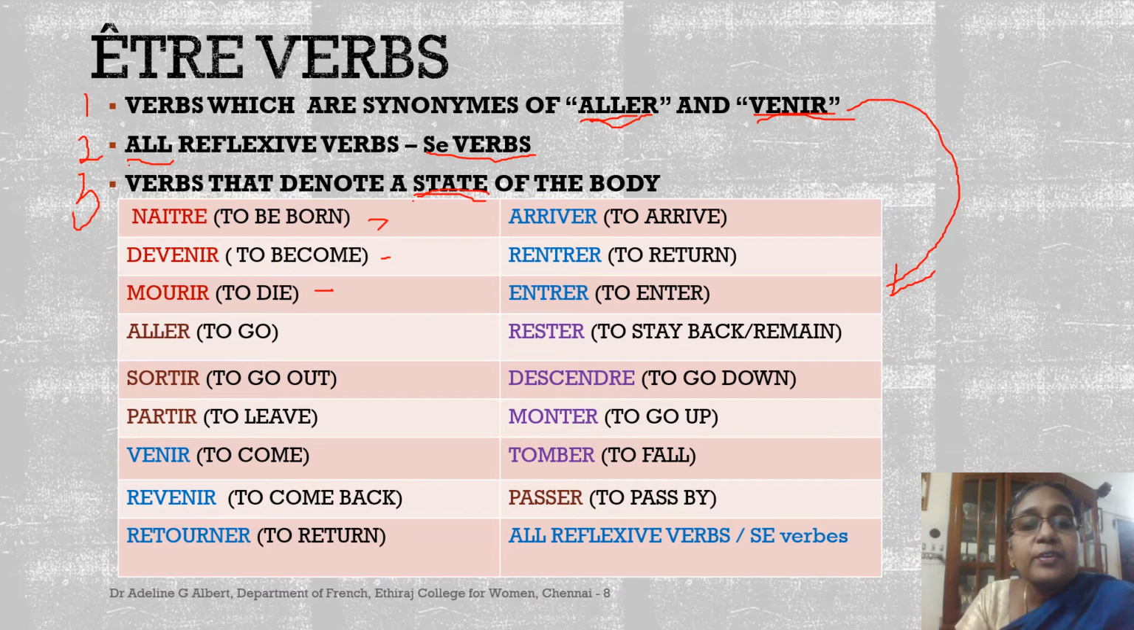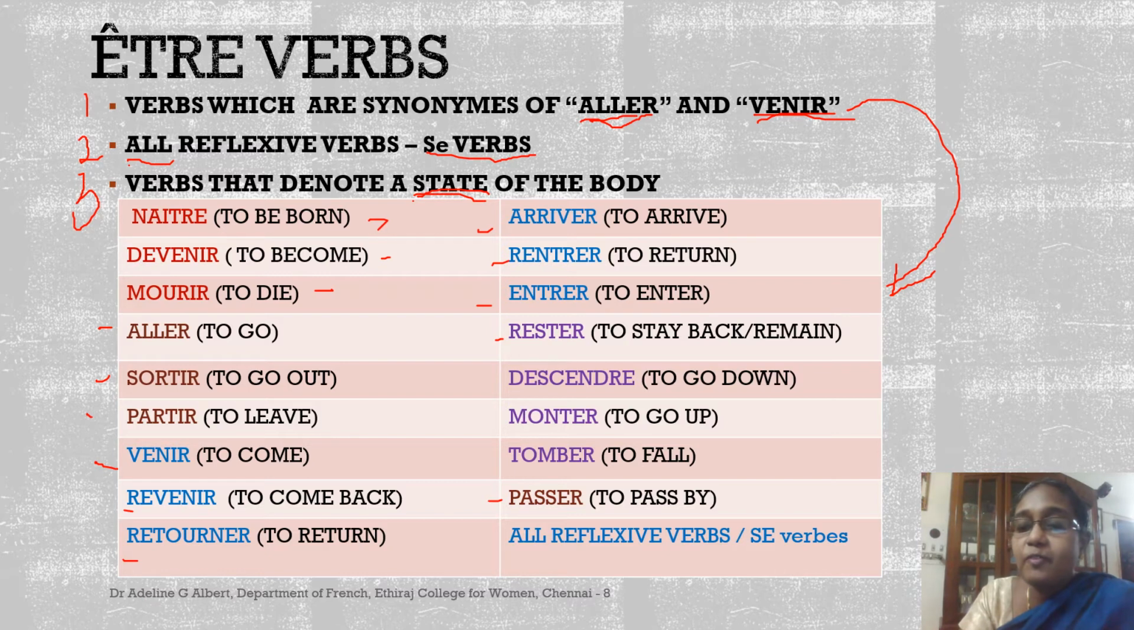And then you have the verb aller, sortir, and partir, along with the verb over here, passer. They are synonyms of the verb aller, to go out. Then over here you have the verb venir, revenir, retourner, arriver, rentrer, and entrer. All of them are synonyms of the verb venir. You also have the verb rester, which is a state.